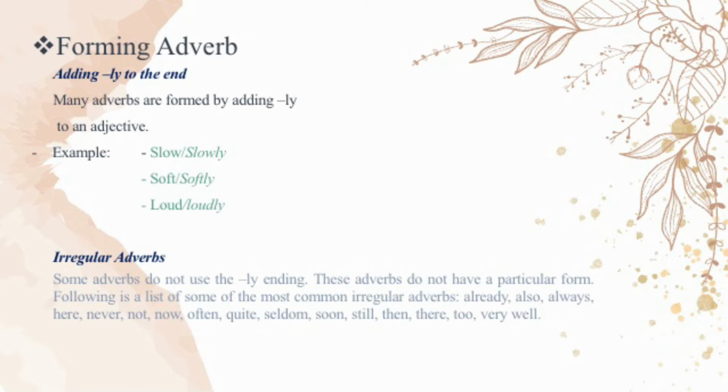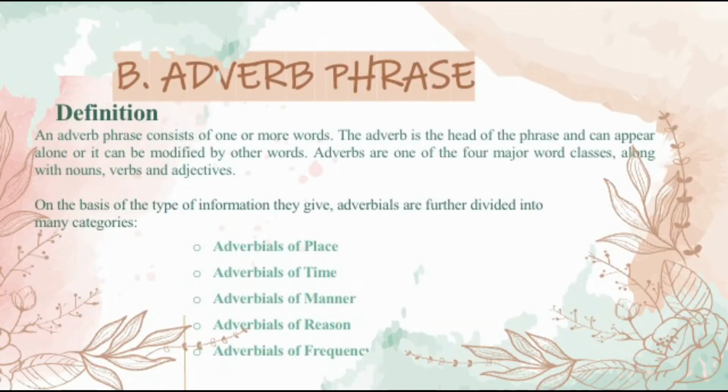Following is a list of some of the most common irregular adverbs: already, also, always, here, never, not, now, often, quite, seldom, soon, still, then, there, too, and very well. And then next is the second topic, that is adverb phrase. The definition of adverb phrase: an adverb phrase consists of one or more words. The adverb is the head of the phrase and can appear alone or it can be modified by other words.